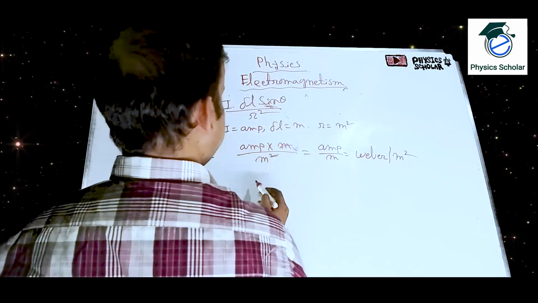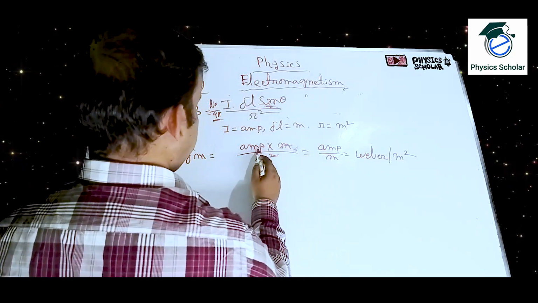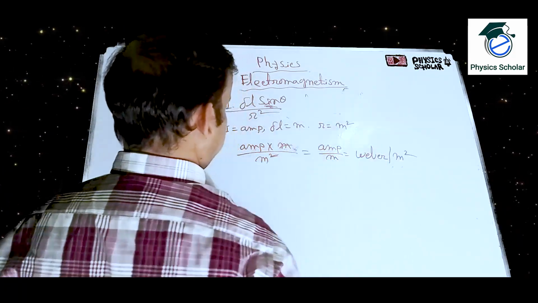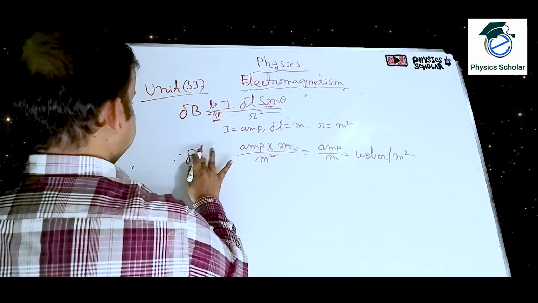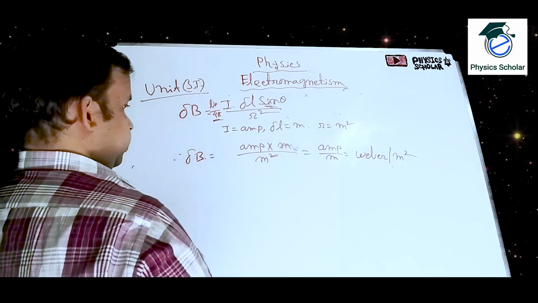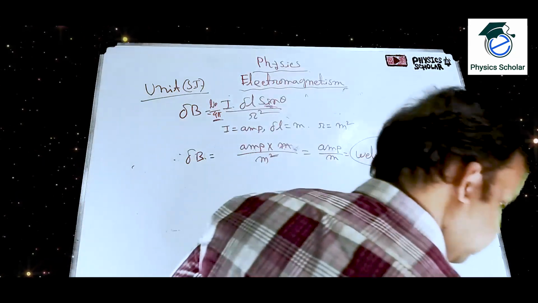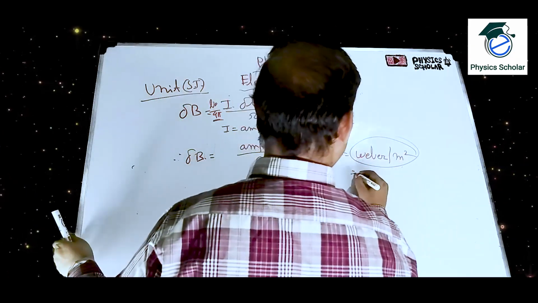Okay, ampere into meter means Weber. So ampere by meter, or ampere into meter means Weber divided by meter square. So Weber per meter square. Clear? The unit of delta B. The unit of delta B is what? Weber per meter square. Clear? It is also known as Henry.